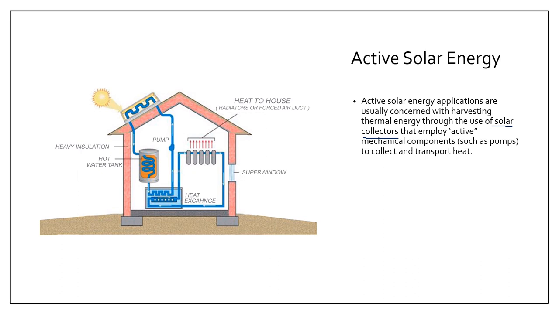And of course, since the name is active, it has active mechanical components, right? They are like pumps, for extraction of the energy from the sun, and then we collect it and transport that as heat, to heat your own house. So here, to heat the house, radiators or forced air ducts are here, and here is your collector right there. And we're going to connect it to our house system, where this is a water tank. That's what we always need, right, for shower, for bath? And this is just a heat exchange unit, so that way we can apply it for heating the house.